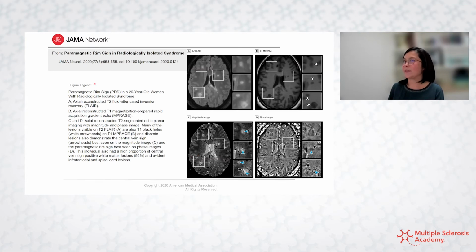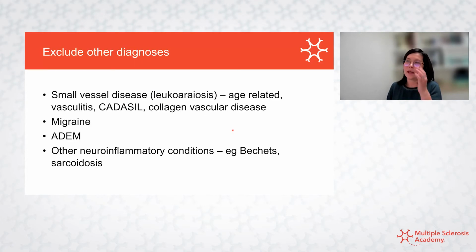So here's a paper that describes the paramagnetic rim sign, and just to show you what it looks like: a dark rim around the edge of the lesion where you're getting susceptibility artifact from probably hemosiderin deposition at the margins of the lesion. And here's another image showing you the central vein sign.